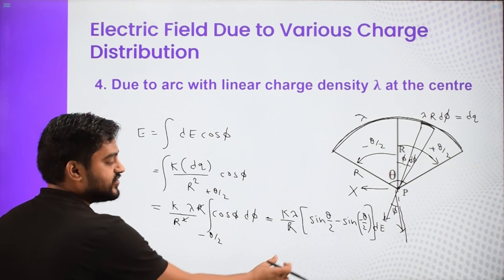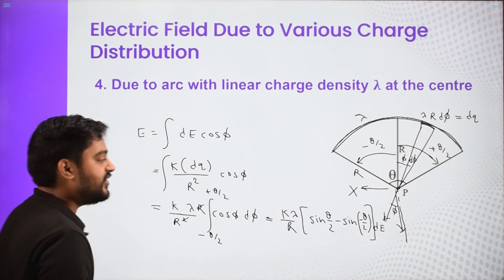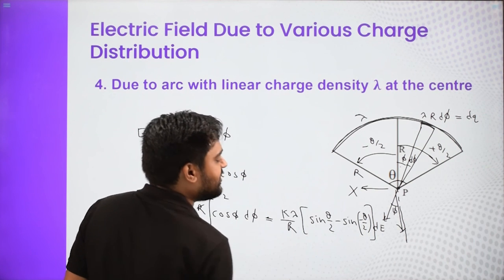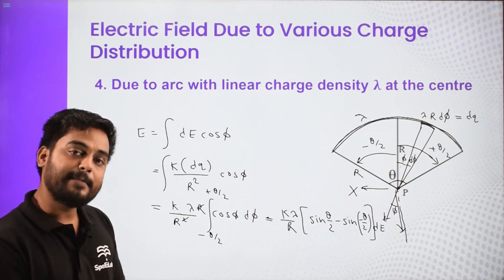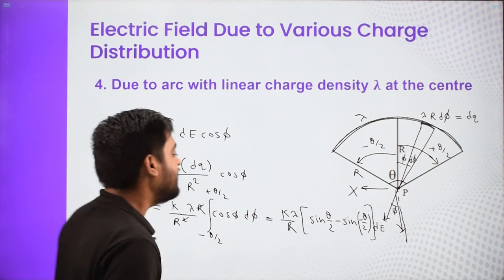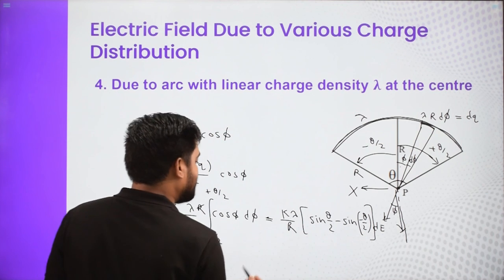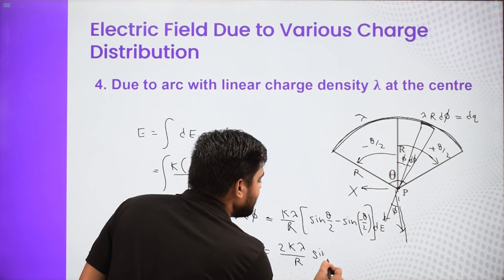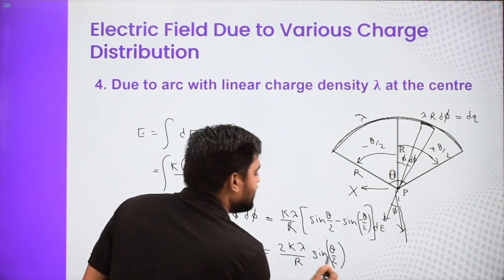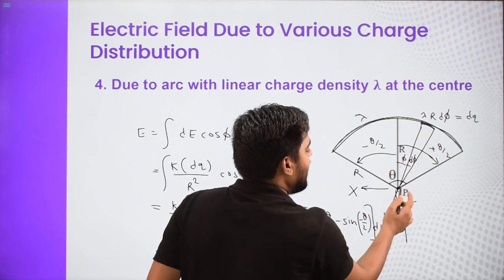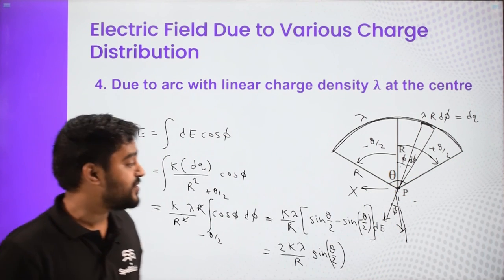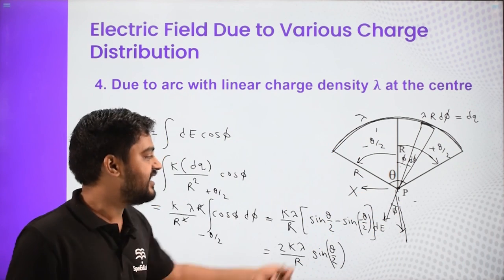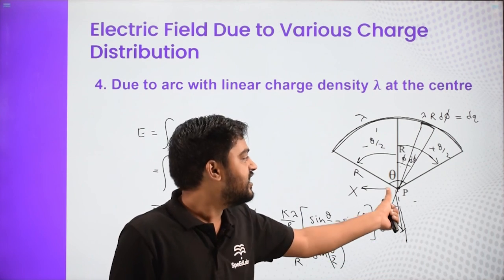Which eventually leads us to 2 sin theta by 2, because this minus and this minus will become plus, since sin of minus theta is minus sin theta. So we get positive over here and it becomes sin theta by 2 plus sin theta by 2. So 2 sin theta by 2, and I am taking 2 over here. So it is 2k lambda by r sin of theta by 2. What is theta? Theta is the angle subtended at the point by the arc. And what about the direction? The direction is basically along the angle bisector. If it is positively charged, then it is away. If it is negatively charged, then it is towards it.